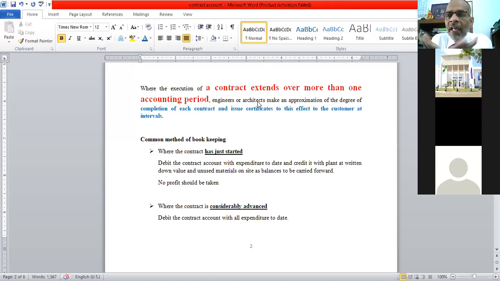Now look here, now you don't have a contract price, you have work certified by engineers of 15 million, your cost is 11 million. Can you find out the profit if the contract is more than 1 year?